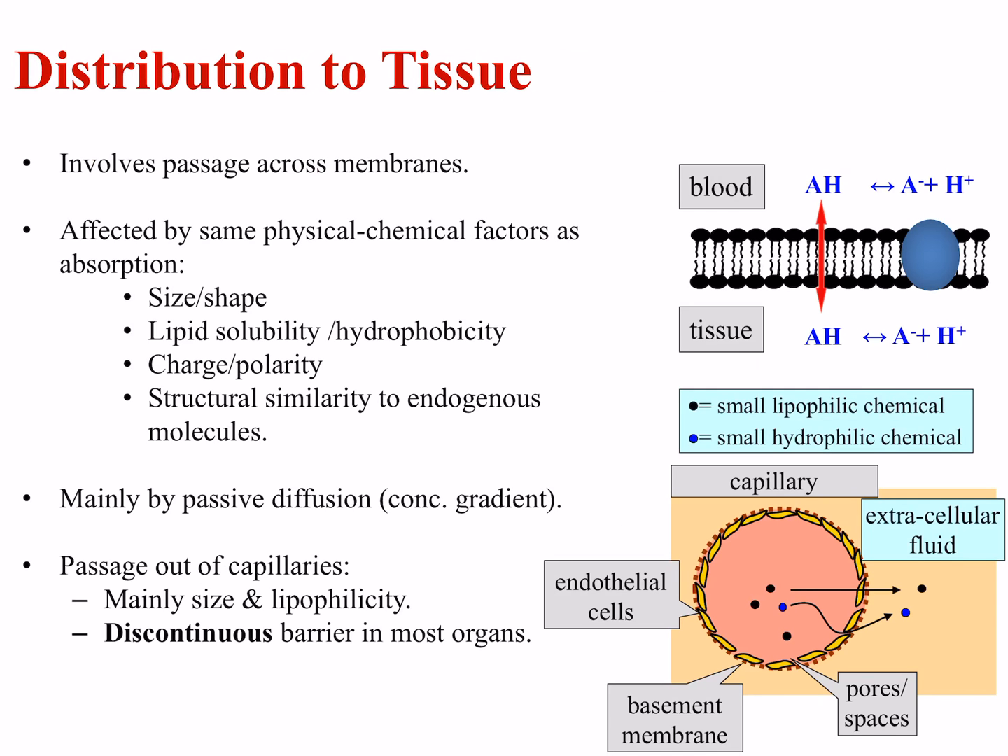Rates of distribution to tissues and organs involves the passage across membranes as shown in the diagram on the top right. It is affected by the same physical, chemical factors as absorption, such as the size, shape of the molecule, its lipid solubility, hydrophobicity, its charge and polarity, its structural similarity to endogenous molecules. Distribution to tissues is mainly by passive diffusion, meaning along a concentration gradient, and involves the passage out of capillaries, the extent of which depends mainly on its size and its lipophilicity, as we discussed the first day with regards to absorption. This is possible as there is a discontinuous barrier in most organs, as shown in the diagram on the bottom right.